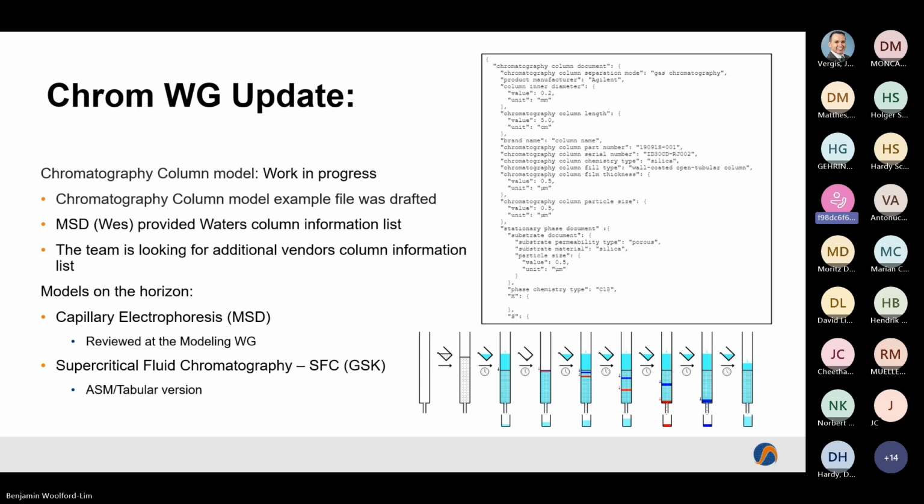So on top of chromatography columns, as I said, we have more models on the horizon. The group will be reviewing capillary electrophoresis. We've also had an interest in a supercritical fluid chromatography model. We already have one in the graph form, but we don't currently have a tabular or ASM format model for SFC. GSK has expressed an interest in that, so with a bit of luck in the coming quarter or two, we'll be working on that one and see what we can do to extend that number of models to 63 and beyond.